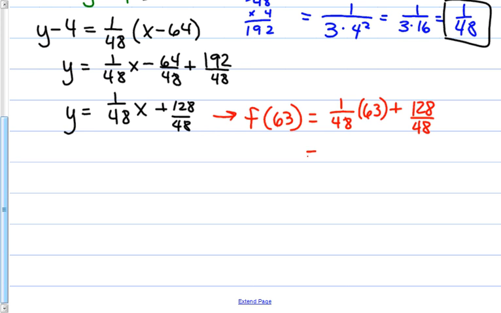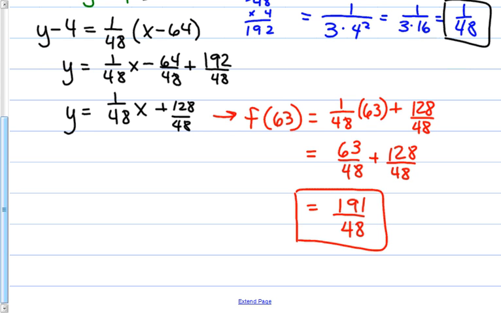Okay, so I get 63 over 48 plus 128 over 48. And I end up with, what is this? 191 over 48. So that is my approximation. And that's the best I can get without a calculator, right? Because I'm not going to actually convert that into a decimal, even though I could probably guesstimate that it's like 3 point something.